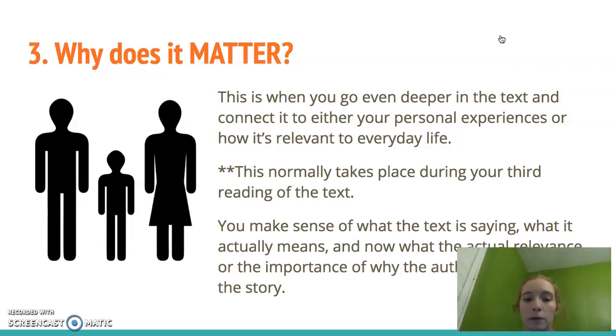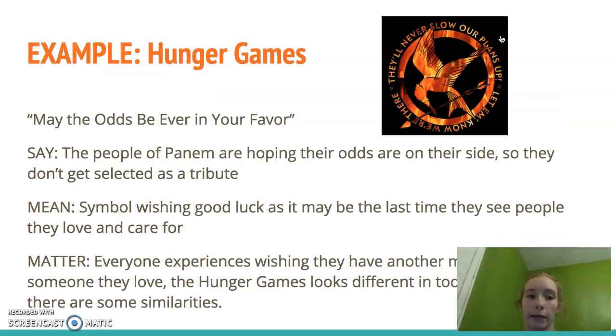So this is when you go deeper. You make sense of what the text is saying, what it actually means, and now the relevance, the importance of maybe why the author chose to tell the story. I'm going to go ahead now and go into an example of how to apply these 3 steps from the text that we read before this text, The Hunger Games.